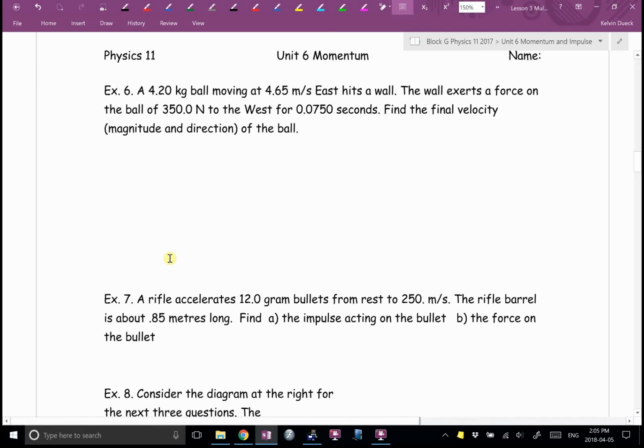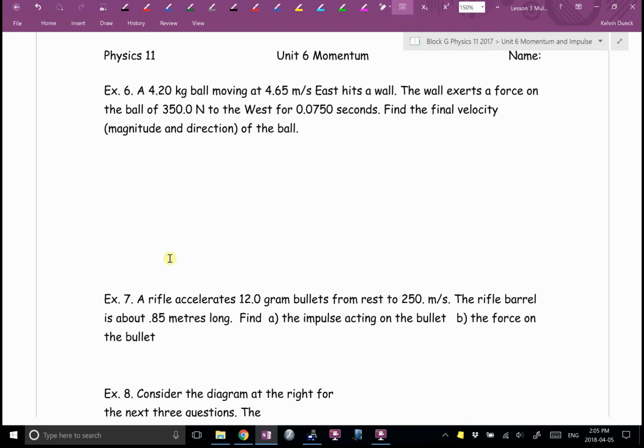Ethan, what does example 6 want me to find? Vf. I could write down Vf equals question mark, and then run through this. What's that 4.2? I have to be fussy: it's not the weight, it's the mass. Weight is mg.